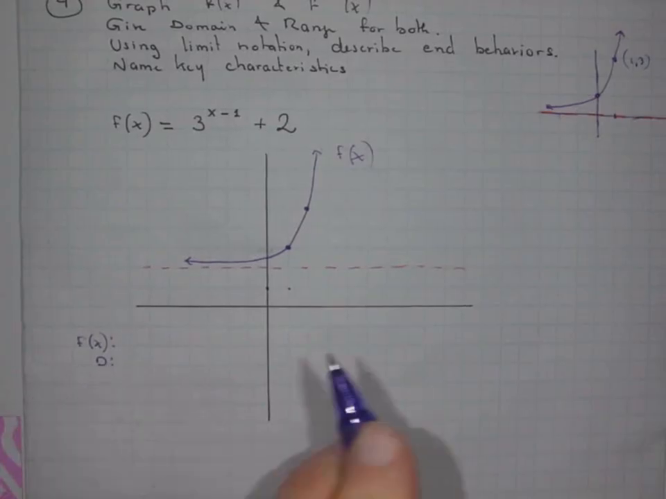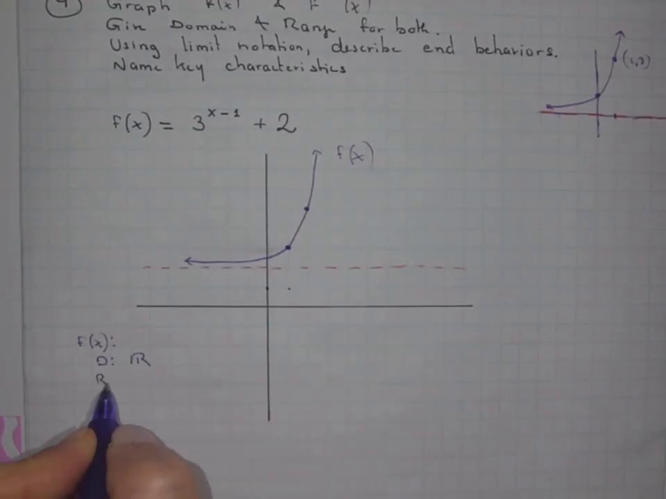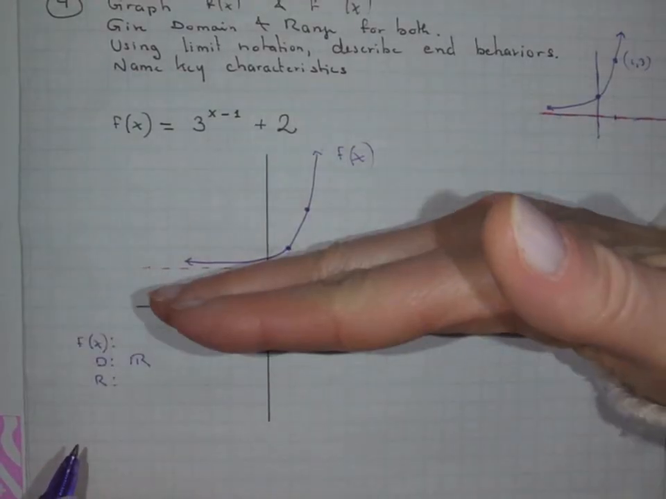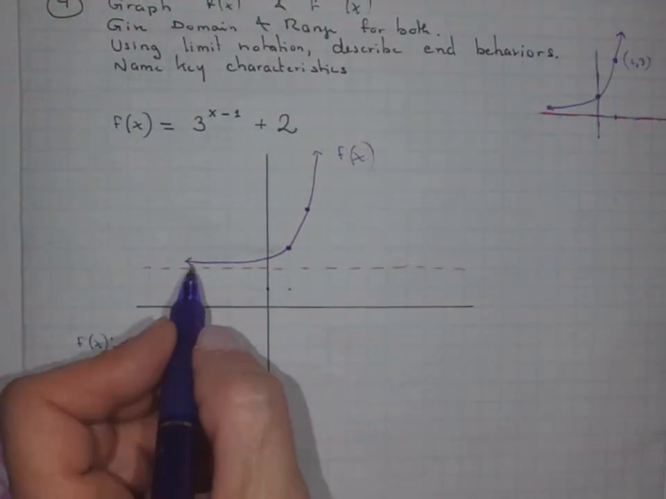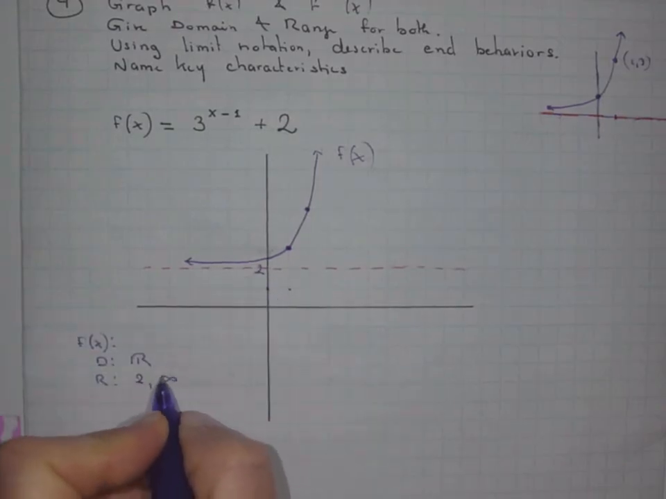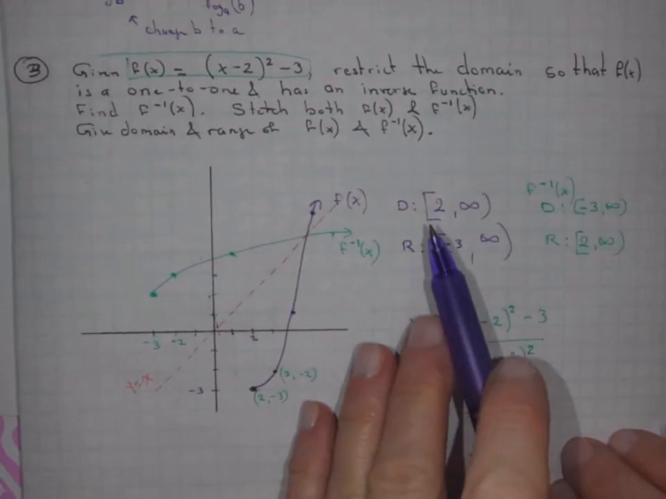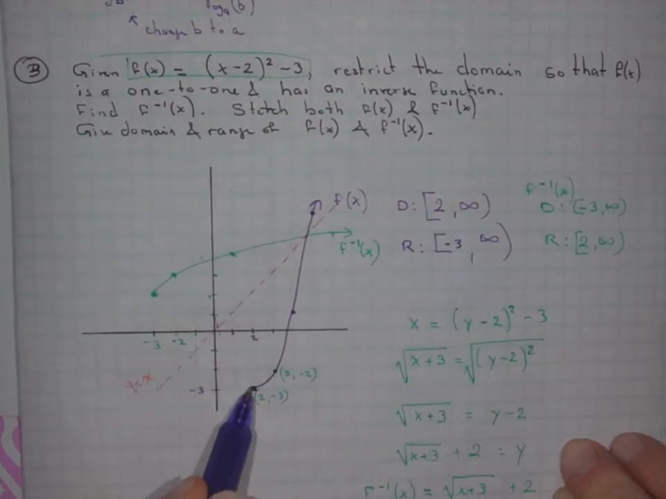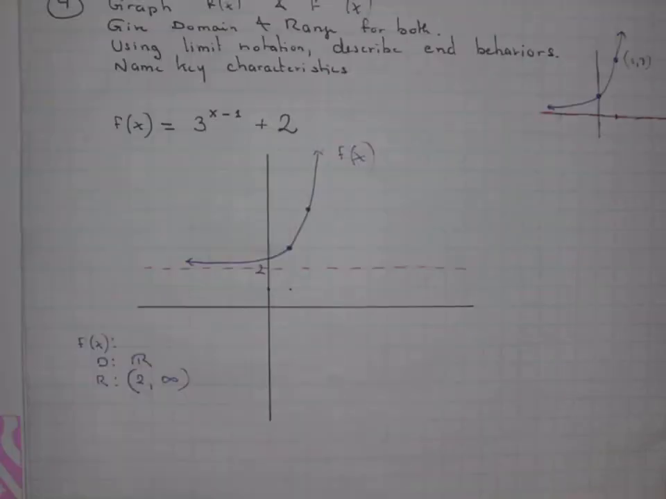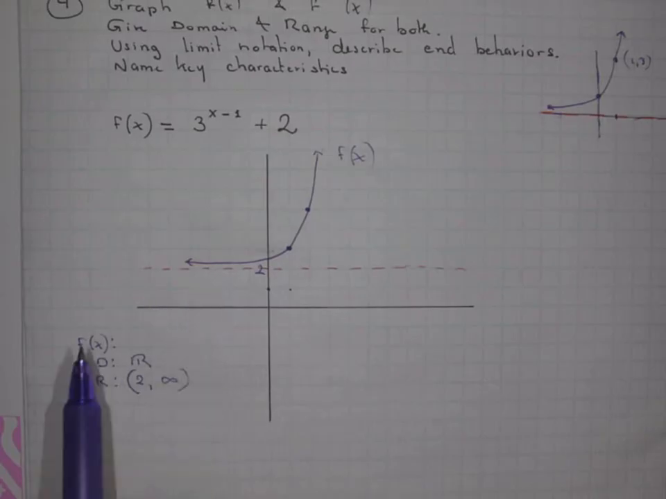So f of x has a domain. The domain of any exponential is all real numbers, right? And then the range will be from the horizontal asymptote up to infinity. So from 2 up to infinity. Not including 2, because we're not touching the horizontal asymptote, so we're not going to put a bracket. Unlike what we did here, where we had the brackets, because that point was actually part of my graph. Here, we have a horizontal asymptote that we're approaching but not touching, so we don't put brackets.